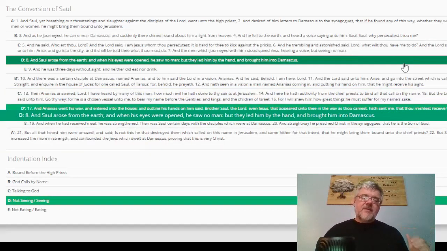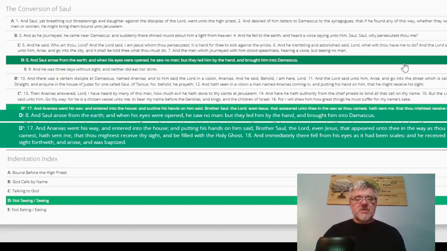In D, we read of Saul having his sight taken from him. This is, in many ways, a physical embodiment of Saul's own spiritual blindness that he's experiencing at this point in his life. He can't see Jesus for who he is. He can't experience him. And because he can't see Jesus as the Messiah, he's doing this persecution. But in D prime, when the scales fall off of his eyes, he is able to see clearly. And from that point on, he can see clearly who Jesus is. He can see clearly how he fits into the story of the Bible and how he fulfills the prophecies of the Old Testament.